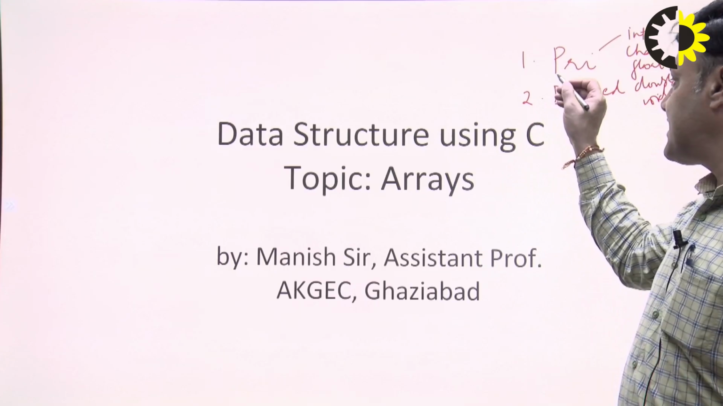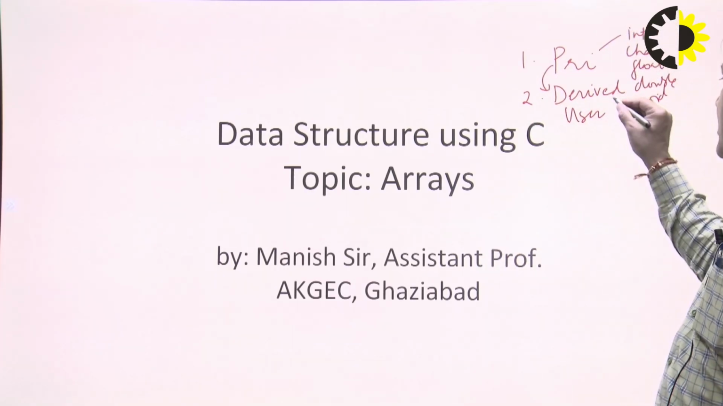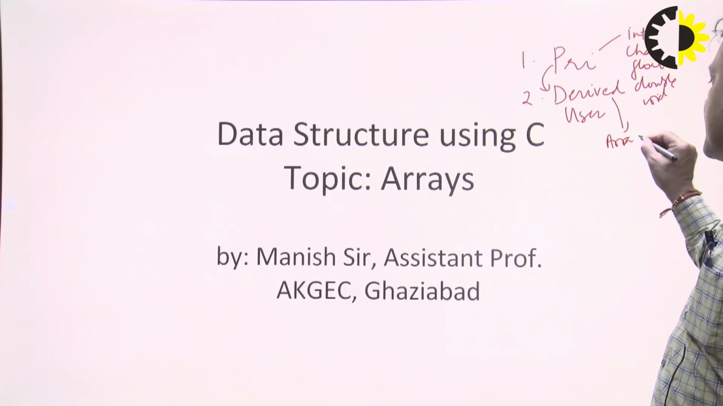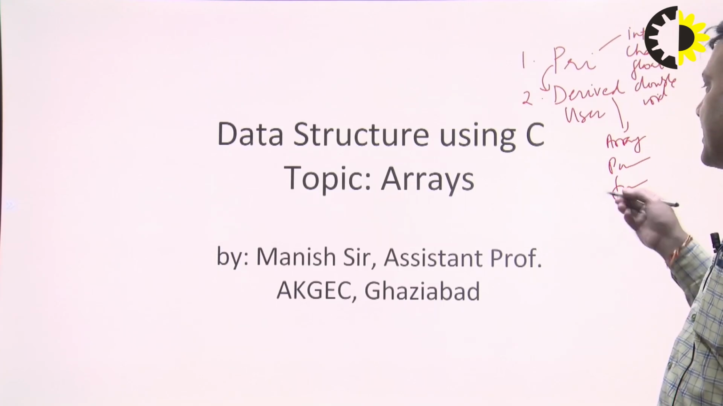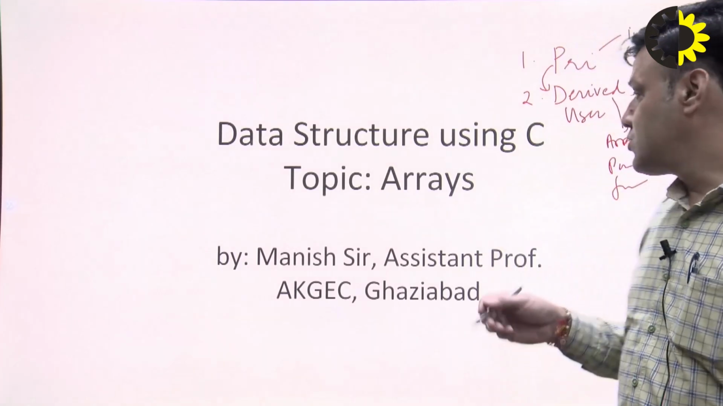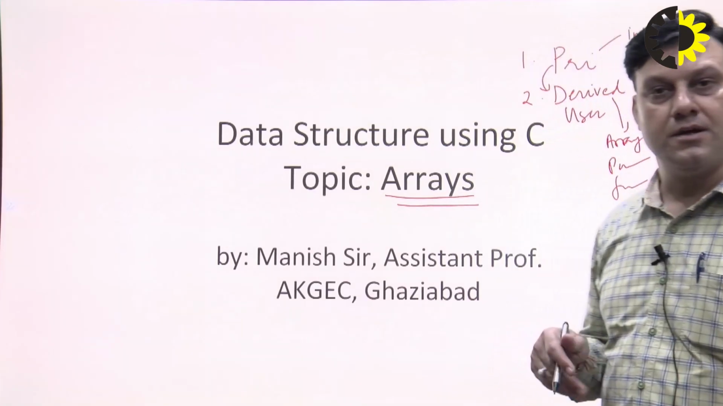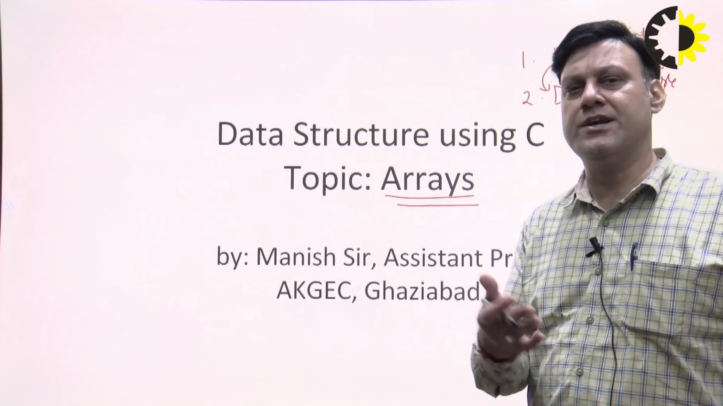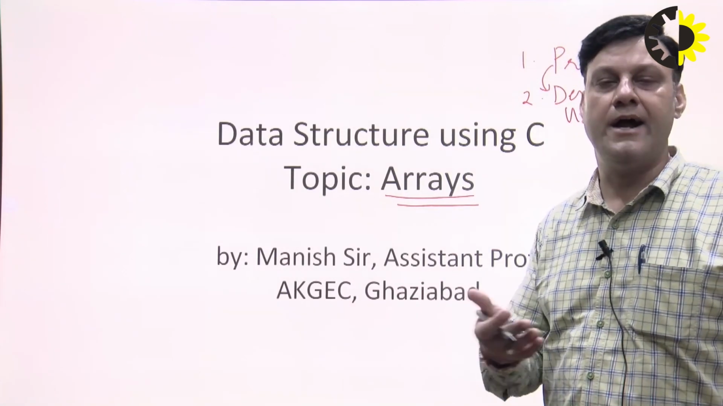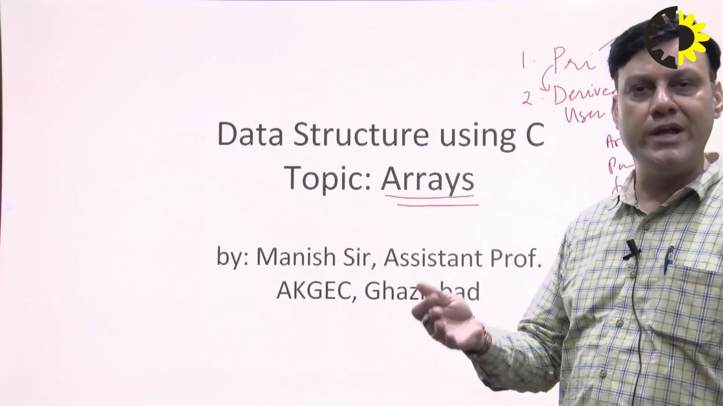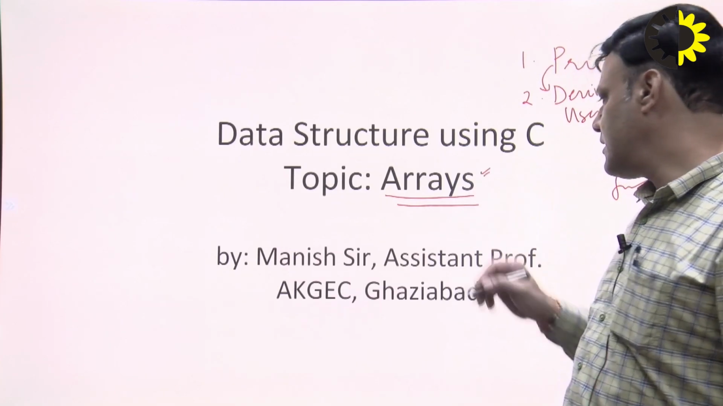The data types which are derived from primary data types are called derived data types, and under these you have studied array, pointers, functions, structure, and union. So today I will brief you about arrays. Arrays basically are of two types: single dimensional 1D and multi-dimensional, that is 2D, 3D, 4D. You already have a brief knowledge about this array.